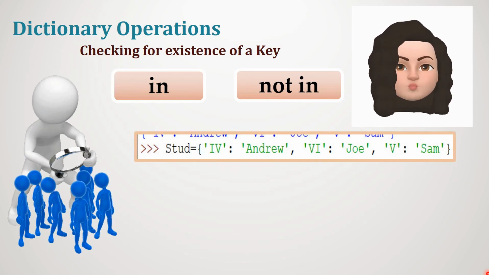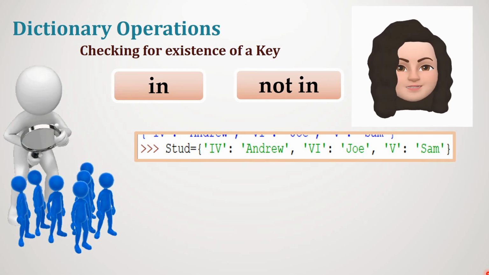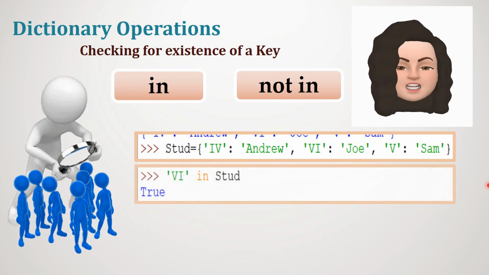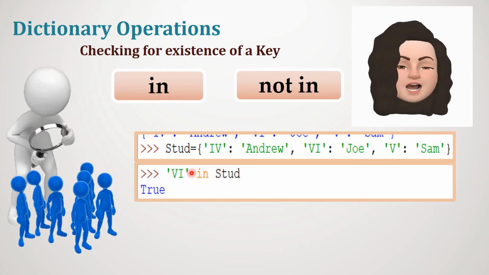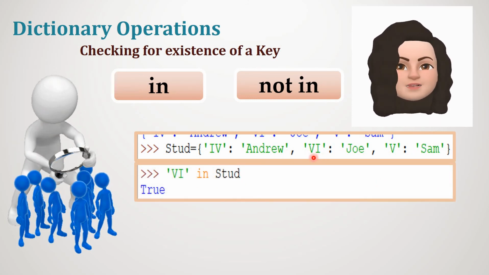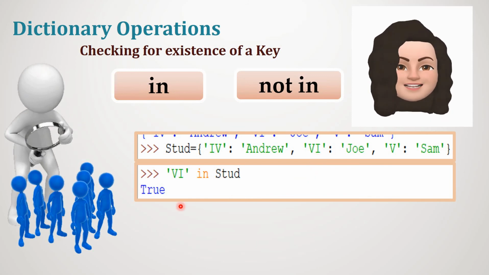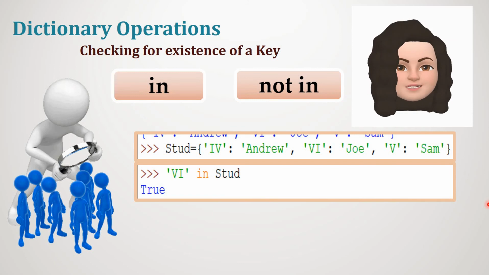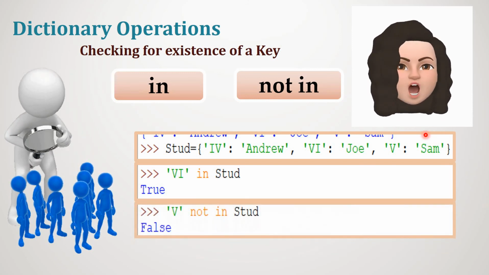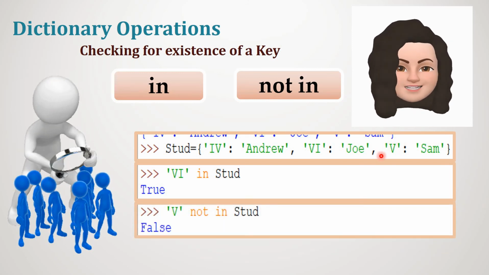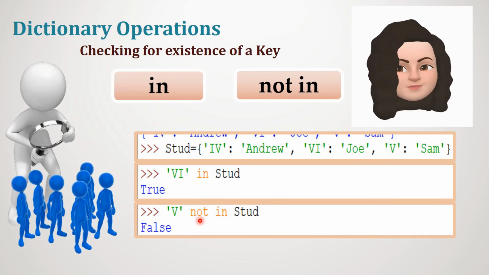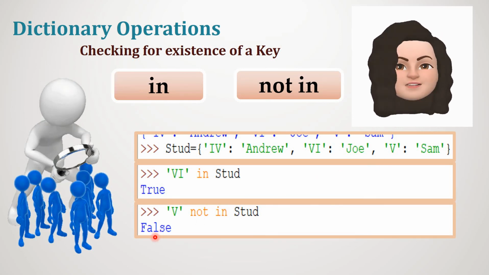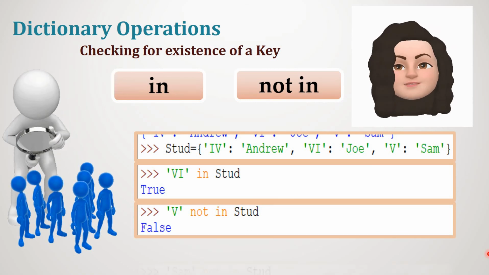Now let's check whether the key 6 is present in the dictionary. So I'm giving 6 in STUD. Python will check whether the key 6 is present. Yes, it is present, so it returns true. Now 5 not in STUD. Python will check whether 5 is not present in the dictionary, but it is present. So if it is present, what will be the output? Obviously it is false.